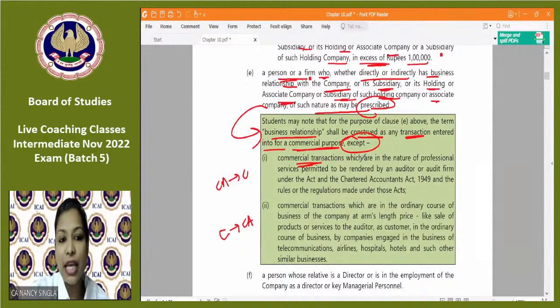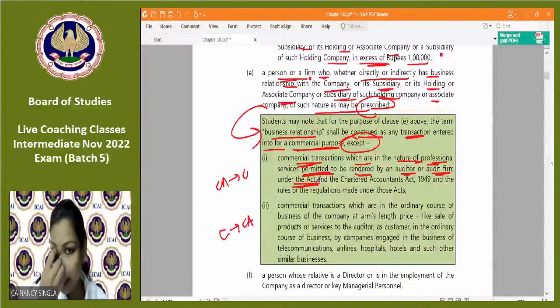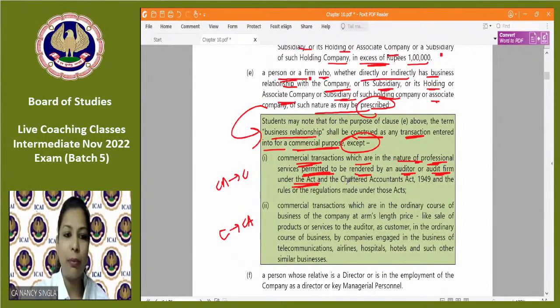So commercial transactions which are in the nature of professional services permitted to be rendered by the auditor or audit firm under the act, मतलब Companies Act 2013. तो यहाँ पर I gave you reference of what? Section 144, which we'll be doing maybe after the break. The Chartered Accountants Act 1949 and the rules or regulations made under those acts.